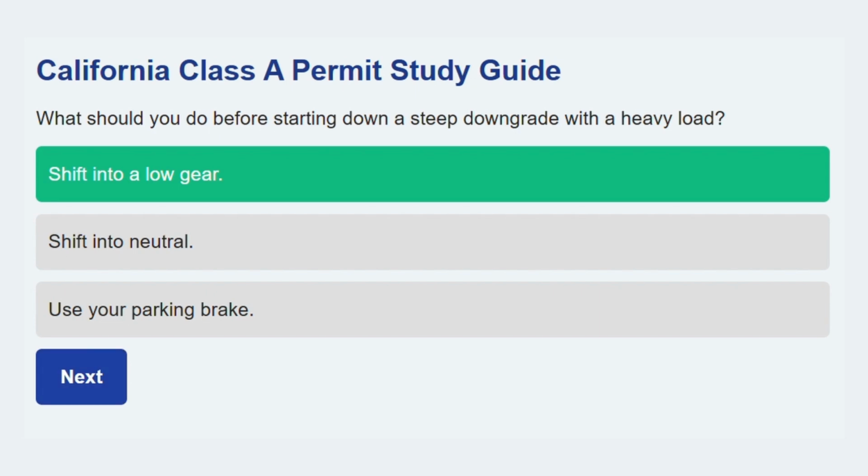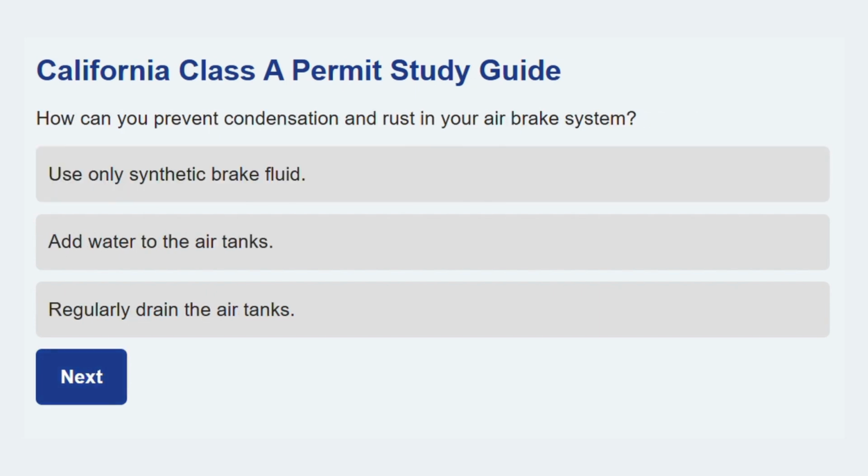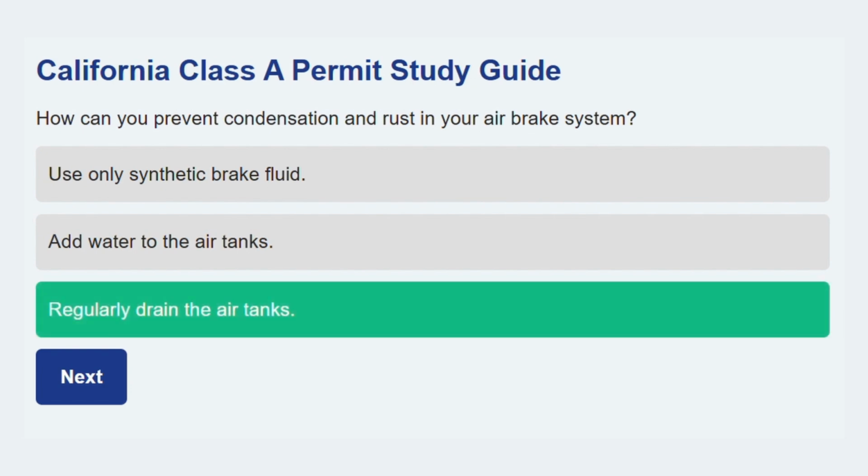Let's consider the next one. How can you prevent condensation and rust in your air brake system? Regularly drain the air tanks. Draining removes moisture that can cause corrosion and freeze in cold weather.